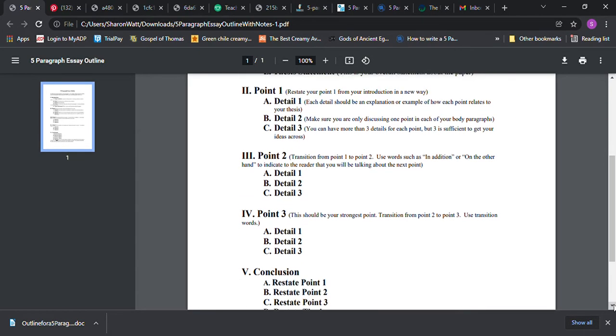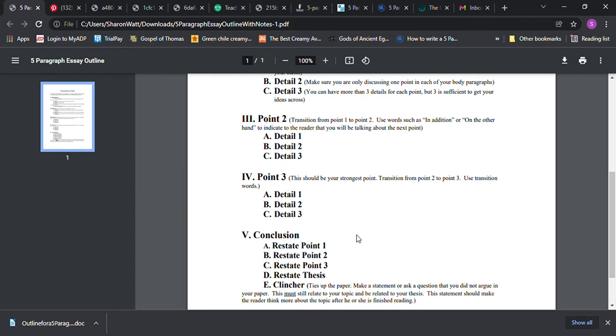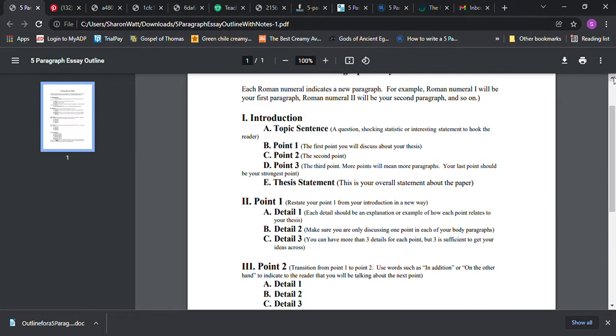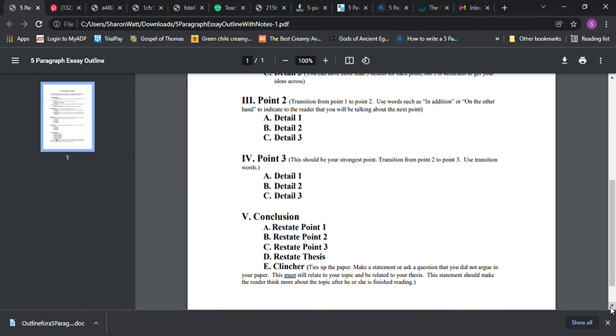And then your conclusion, and it shows how you restate point 1, you restate point 2, and you restate point 3. But your first sentence, of course, is going to be that introductory sentence rewritten. Your topic sentence is going to be in that last paragraph. So, and then it says restate thesis. And see, normally you would do that at the beginning, first sentence. And then it says clincher, ties up the paper. Make a statement or ask a question that you did not argue in your paper. I don't know about that, but maybe.